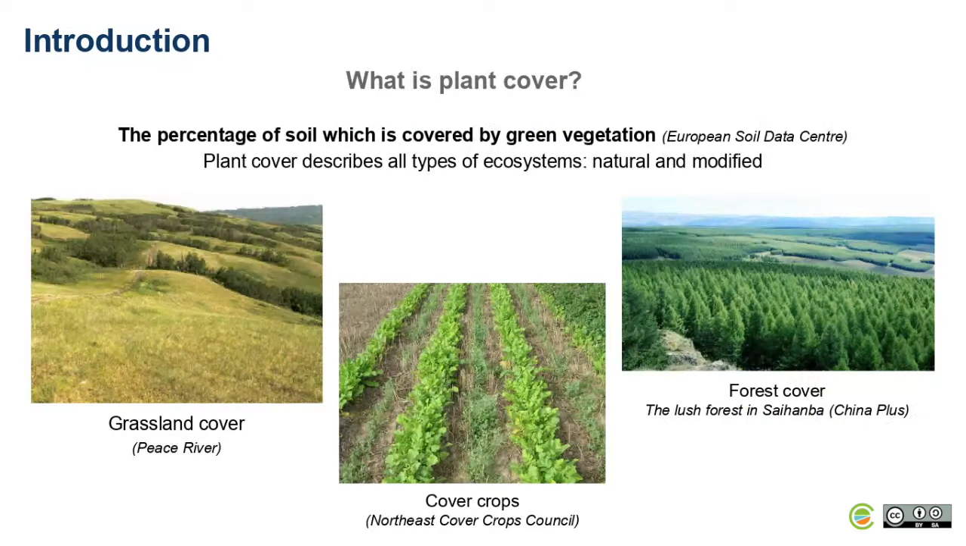To counteract this phenomenon of erosion, a nature-based solution can be implemented, and as one of the solutions, we propose increasing plant cover. The percentage of plant cover is the percentage of soil which is covered by green vegetation, and it describes all types of ecosystems, natural and modified ones, such as grassland cover, cover crops, and forest cover.